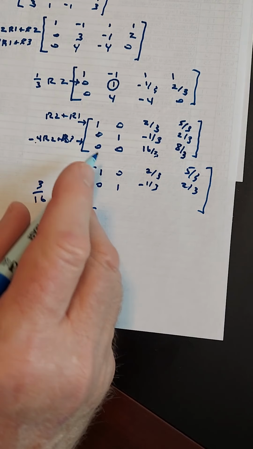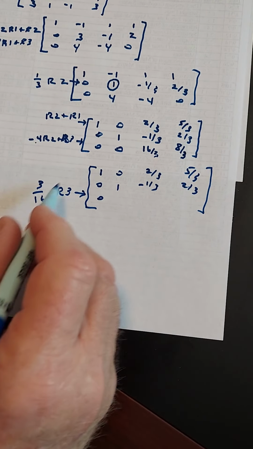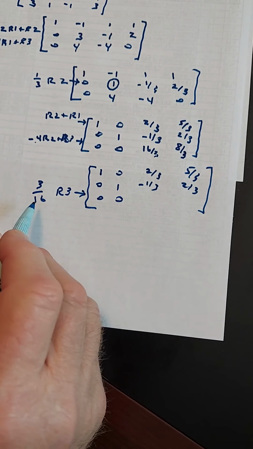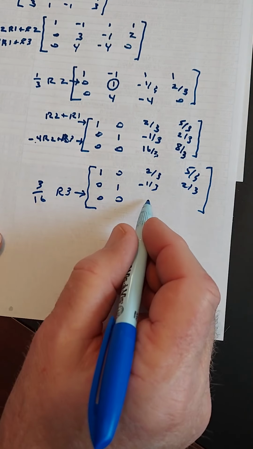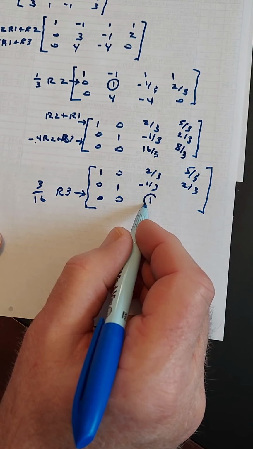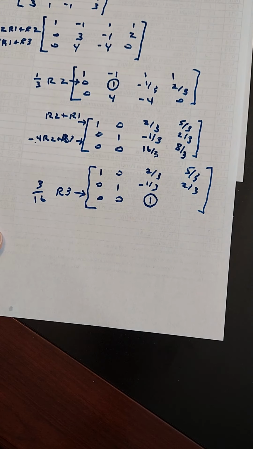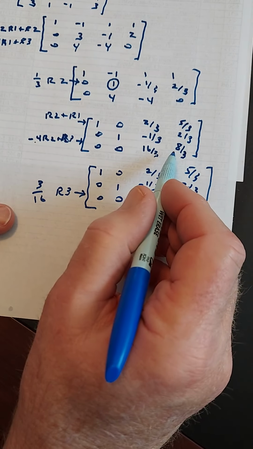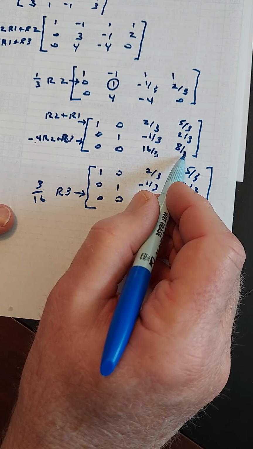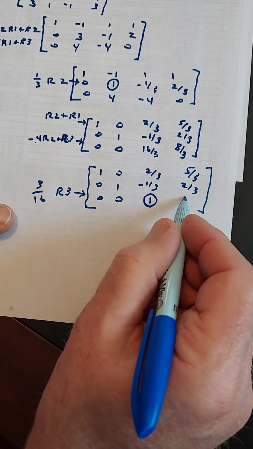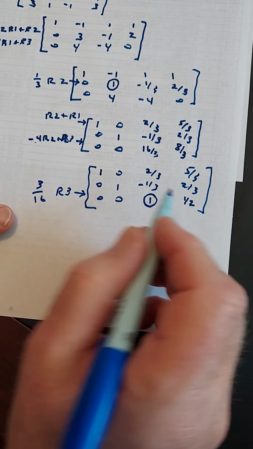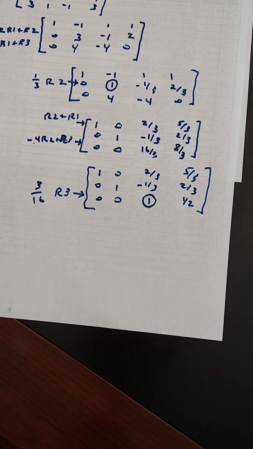So 3 over 16 times 0 is 0. 3 over 16 times 0 is 0. 3 over 16 times 16/3 is 1. That's going to be my pivot for the third column. And 3 over 16 times 8/3, the 3's drop out. 8 over 16 is going to be a half. Now, if you're real smart, you're going to realize Z is going to be a half.